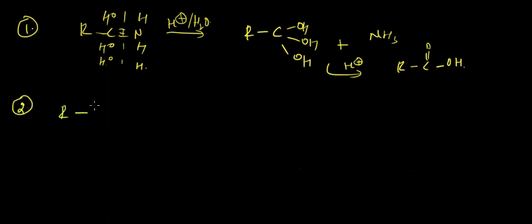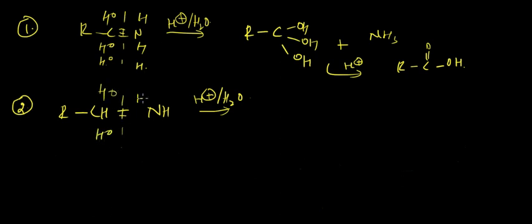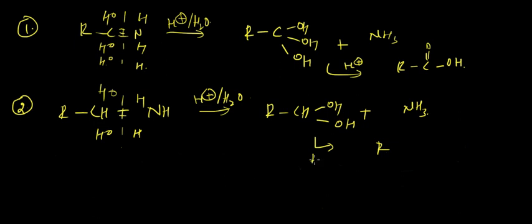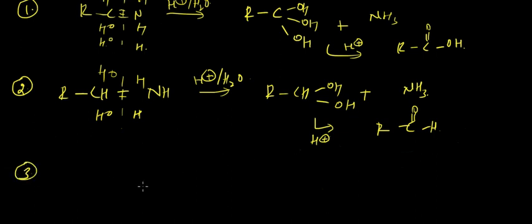We have something like CH double bond NH. Again, break this bond, replace the double bond with OH and H on the left and right side respectively. So we have something like this, and we have NH3 released. Obviously this will again form, in acidic medium, an aldehyde. Okay, let's look at the third compound.